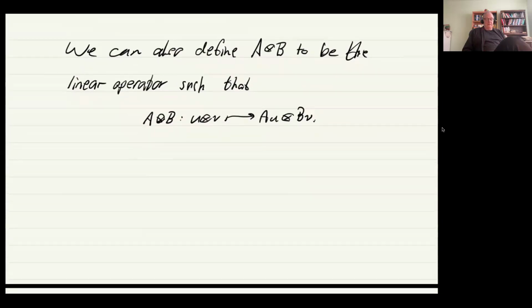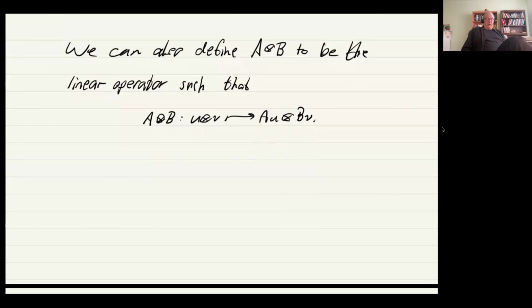Now, there's another way of defining the product of two operators, which means we just have to, well, I'll do it and see why it's good. You can define the product of A times B to be the thing which takes u tensor v to Au tensor Bv.